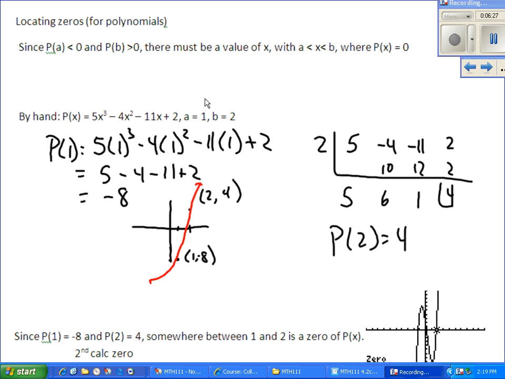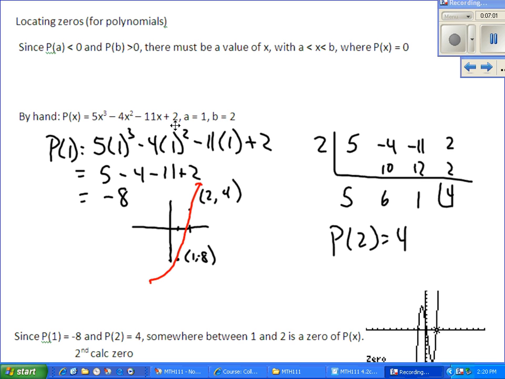Okay, locating zeros. This is something that your calculator actually will do for you, but just give you a little bit of theory of what's happening behind here. So the idea is if you have a value of x, which we'll call a, that makes the function negative, and another value for x we'll call b that makes the function positive, somewhere between a and b there must be a value x where the function actually equals 0. And we spend a lot of time looking for values of x that make the function equal 0. That's why we're talking about this.